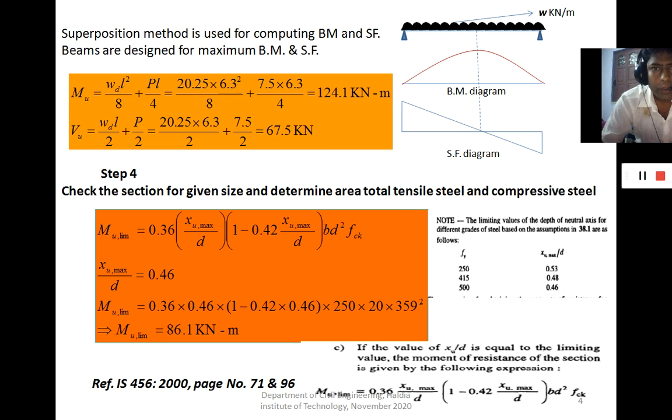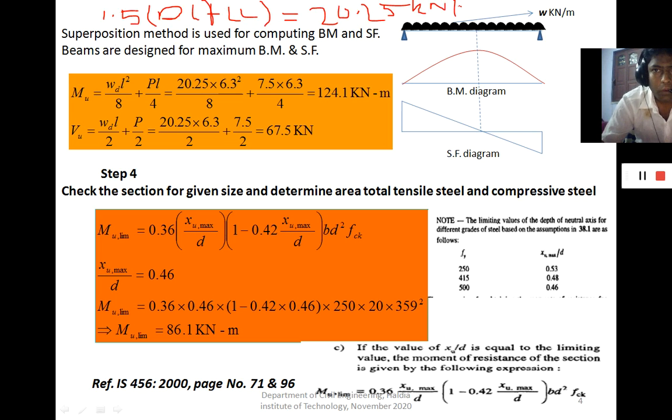Now for computing the bending moment and shear forces for dead load and live load, the loads have to be combined, that is 1.5 of dead load plus 1.5 of live load. This is a combined load, which is equal to 20.25 kilonewton per meter.